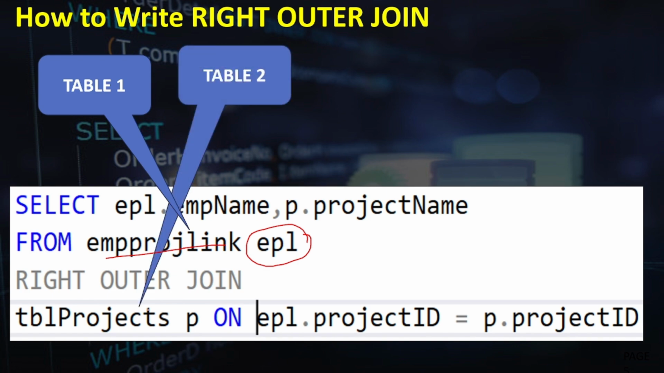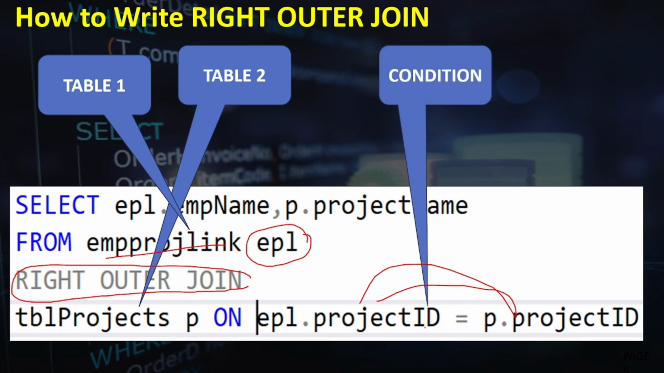So, this is the second table, TBL projects. We have given the alias name P, and then we are writing right outer join here. The syntax looks like: select list of fields from table 1, right outer join table 2 on the field on which you want to join. And this is the condition, right? This way you can create a right outer join on the tables.